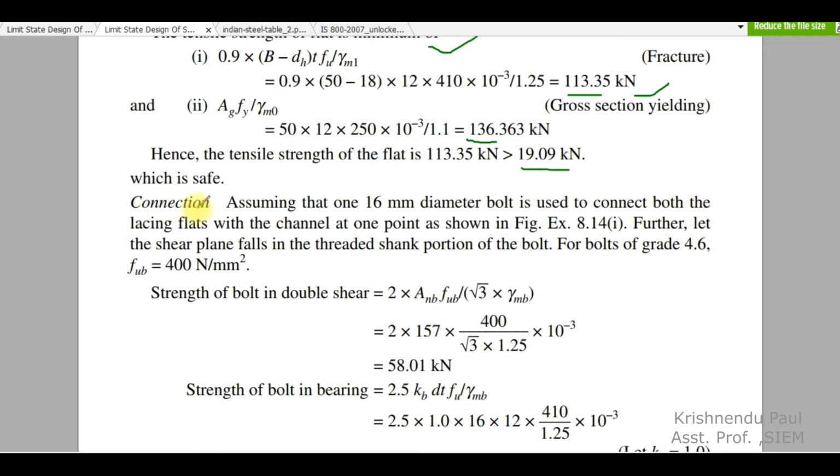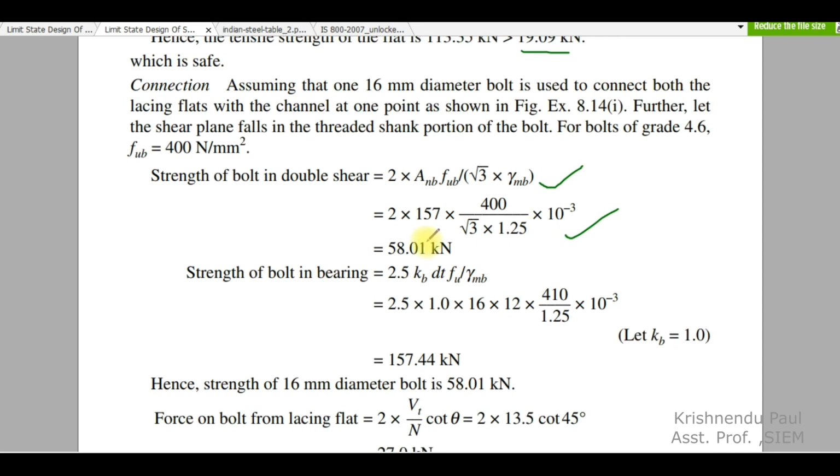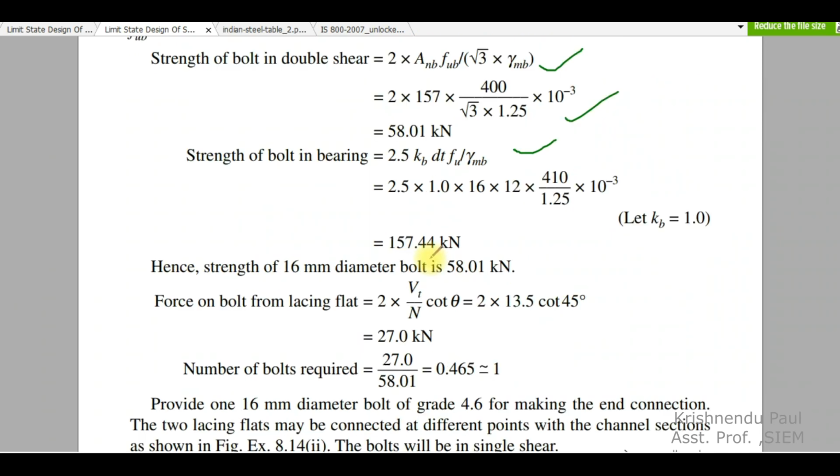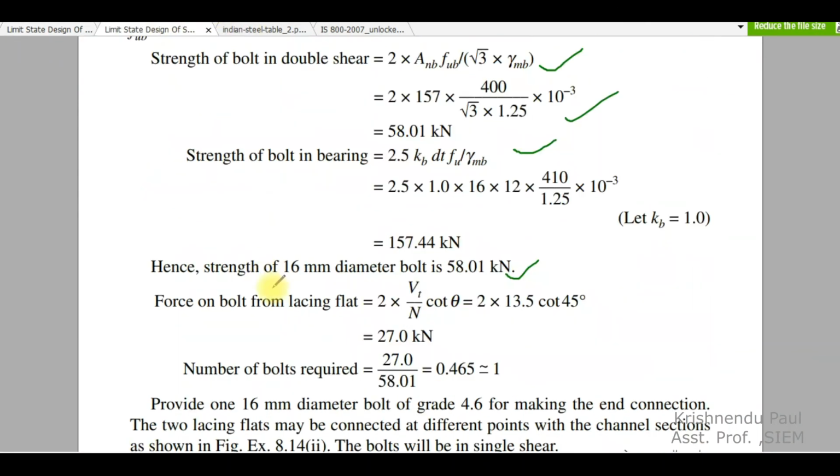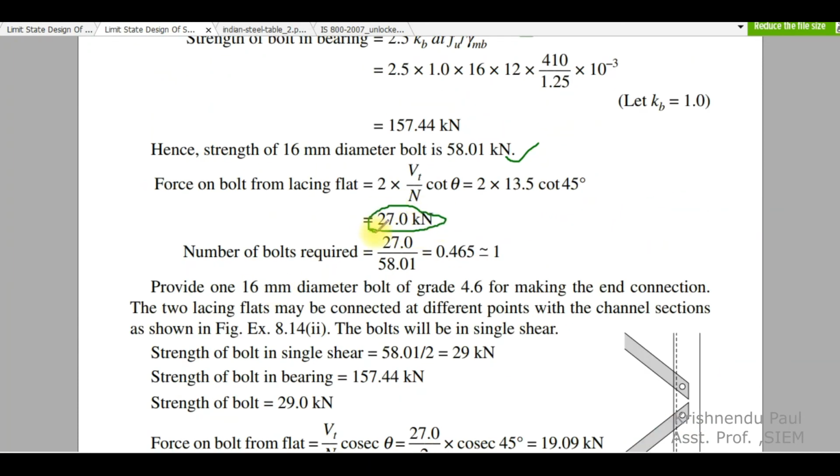Now here in the design of connection, you have to find the design strength of the bolt as well as the force which is coming on that bolt. Initially they have found the strength of the bolt. As two lacing bars are connected by one bolt, it will be subjected to double shear. You know how to find the strength of the bolt in double shear, this is practiced in your class. Now strength of bolt in bearing is also known to you. Out of these two strengths, the lesser one will be the governing strength, so 58.01 kilonewton. So force on the bolt from the lacing plate is 2 into Vt by n cot theta, as mentioned here in design step 17, or in IS 800:2007. So it is 27 kilonewton. So 27 kilonewton load is coming on the bolt and the strength is 58.01. You can see, so only one bolt will be sufficient.